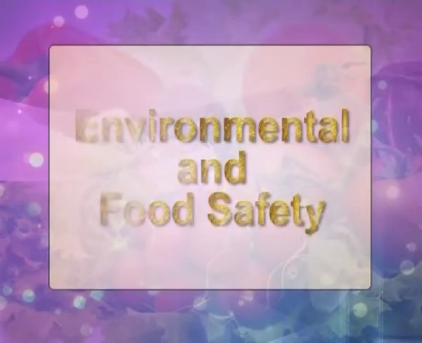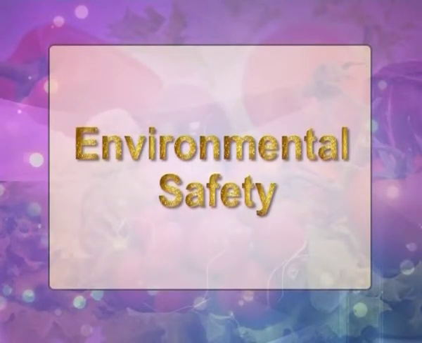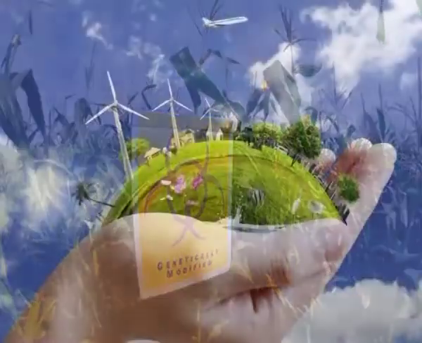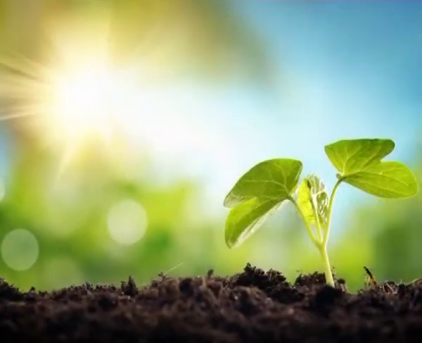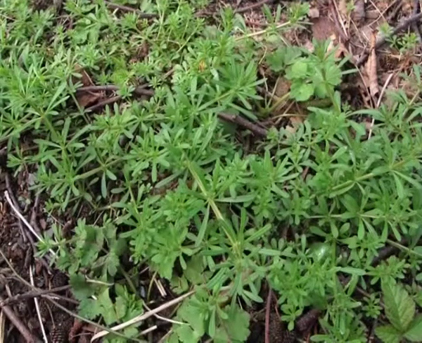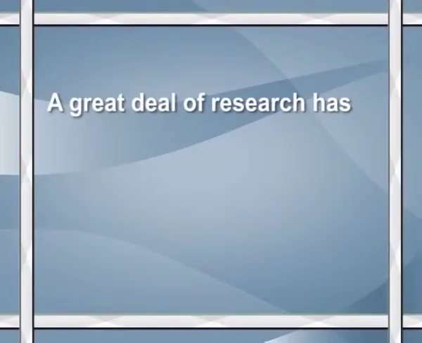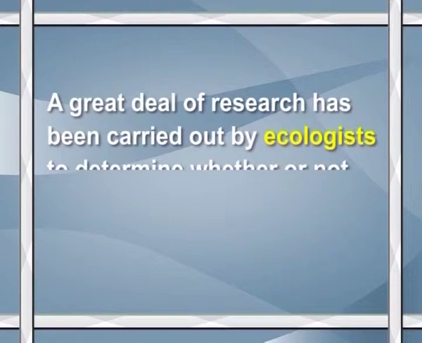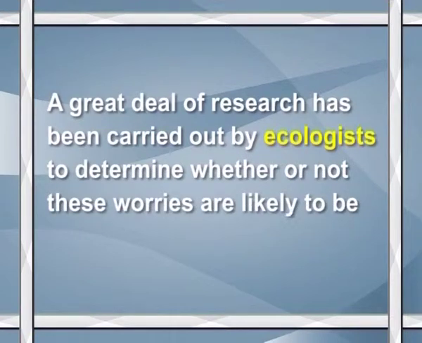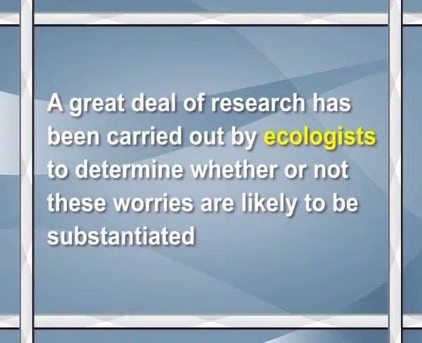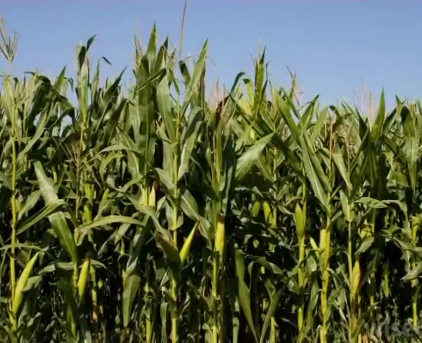Coming to environmental and food safety. Environmental safety. Two main concerns about the effects of GM food plants on the environment are that the new plants will become perennial weeds, and that they will transfer their new genes to wild relatives or similar crops growing nearby with unforeseen effects. A great deal of research has been carried out by ecologists to determine whether or not these worries are likely to be substantiated. This is one of the major reasons for carrying out field trials of GM crops.